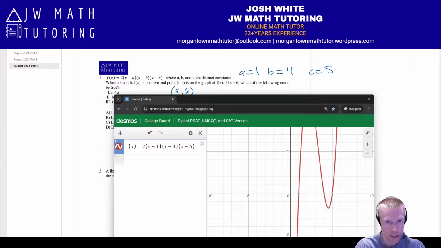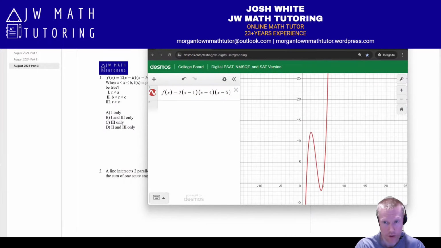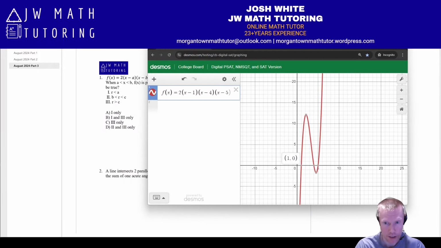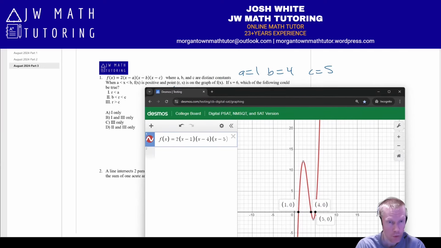All right, so here is the graph of our function. Here's our a value, here's our b value, here is our c value. Now, the first thing to check is when x is between a and b, in this case between 1 and 4, is the function positive? Yes it is. You can see it goes up here and comes down, but the y values are all positive. So that condition is met. Now, if s equals 6, which of the following could be true?